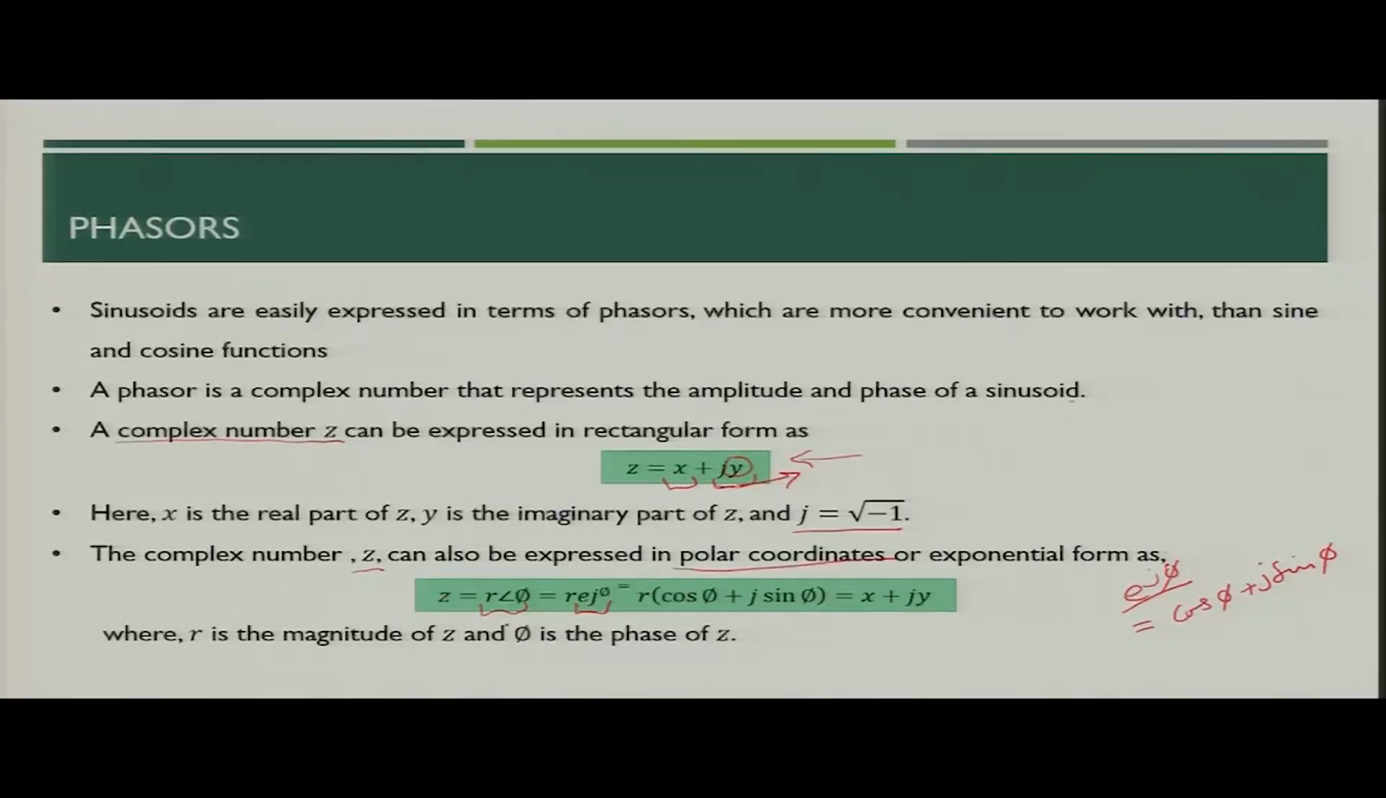So, z will be equal to r (cos phi plus j sin phi). If you decompose, it will again become x plus j y, where x is nothing but r cos phi and y is nothing but r sin phi. So, in this form r is considered to be the magnitude of z and phi is the phase of the complex number z.